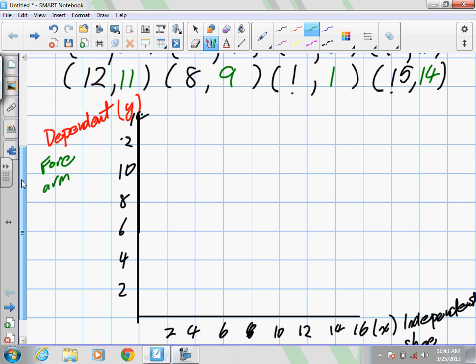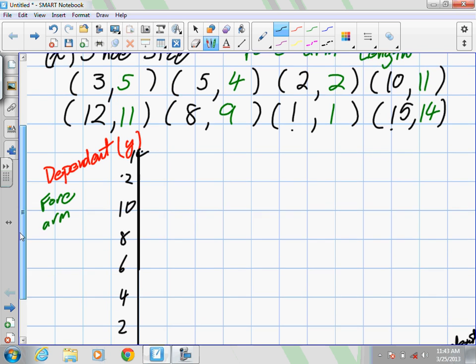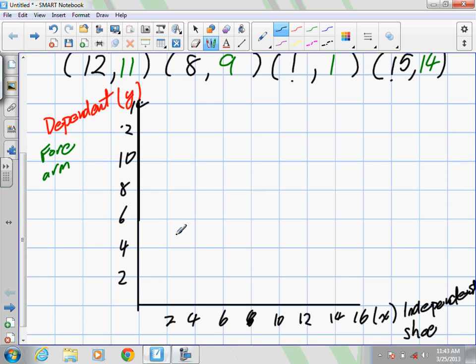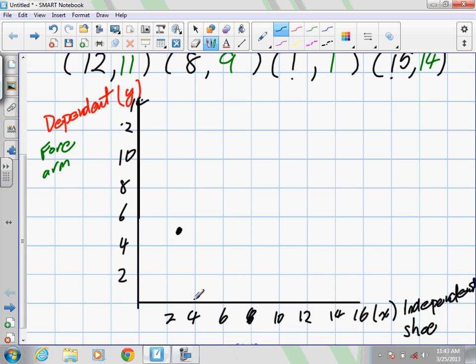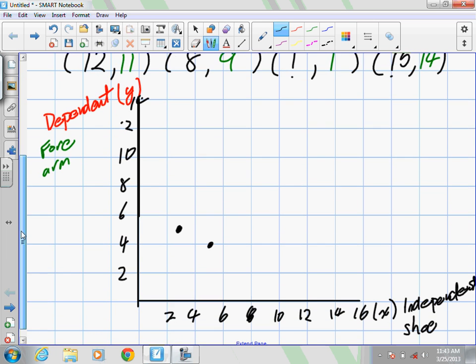So this is a specific one we've talked about now. 3 and 5. Plotting the data shouldn't be too difficult. Our shoe size was 3 and our forearm was 5, so I'm looking at 3 and 5. I have a point here. The next piece of data I have is 5 and 4. So I go up to 5, up to 4. Next piece of data is 2 and 2, which would be right here.